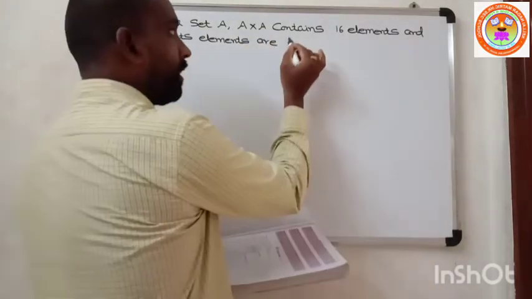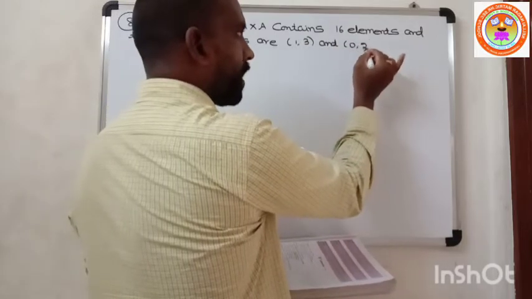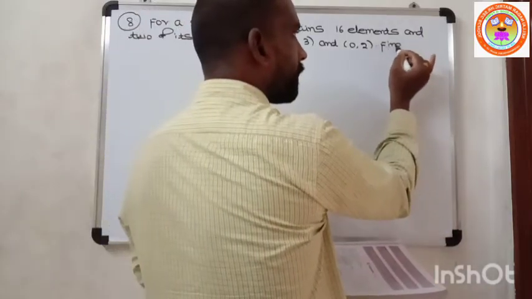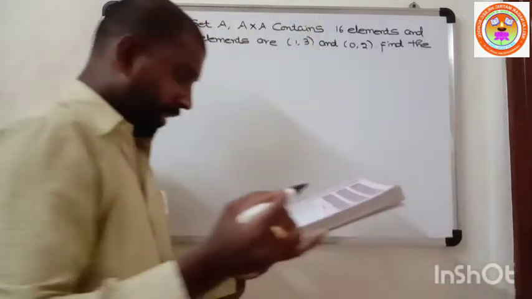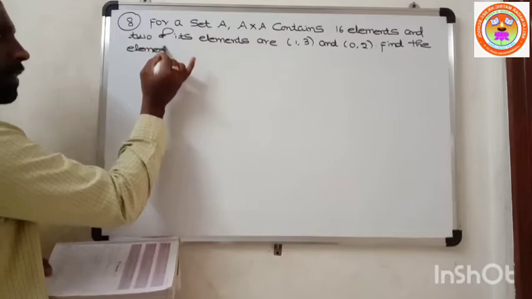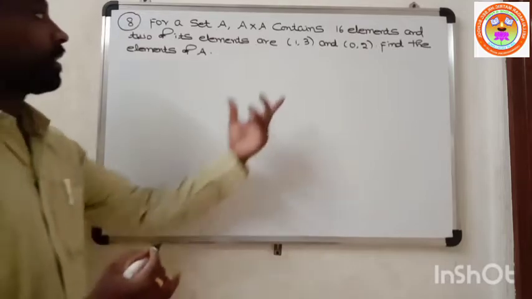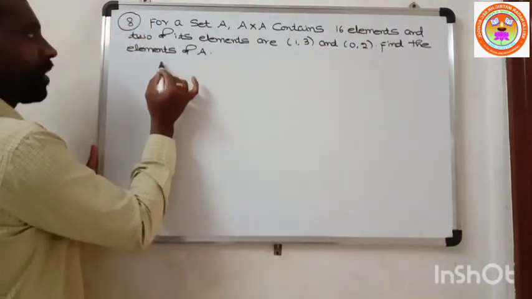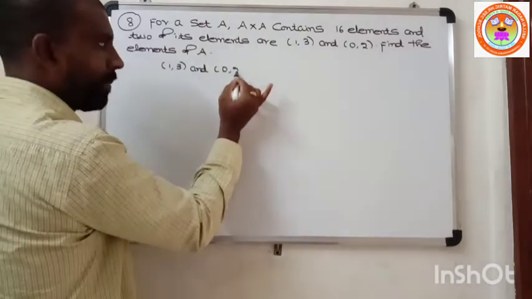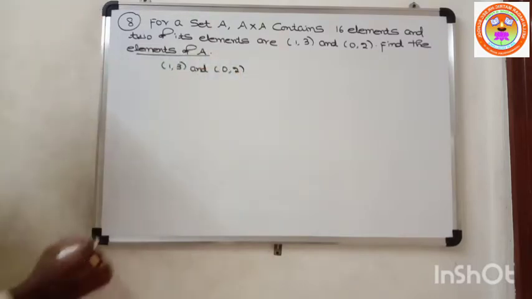(1, 3) and (0, 2). Find the elements of A. Now, what are the elements given? (1, 3) and (0, 2). What are the elements of A?